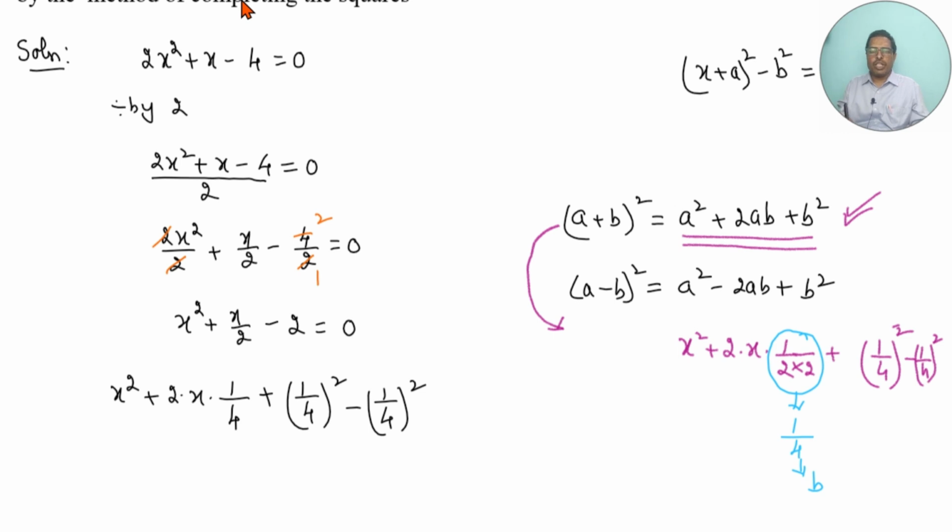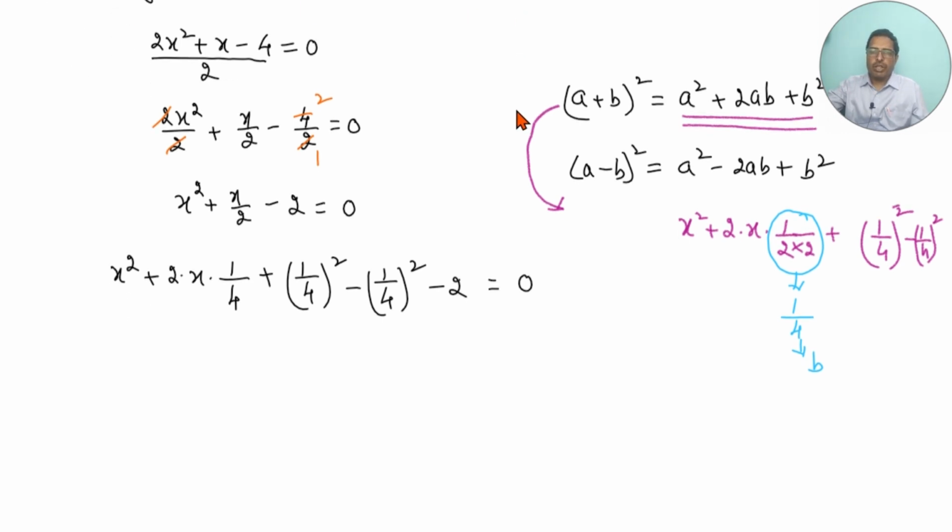And the last term that is left out over here is minus 2 equals 0. Now let us try to simplify this one. If I group this, x squared plus x/2 plus 1/16 is in the form of a square plus 2ab plus b square, which can be written in the form of a plus b whole square. So here the value of a will be your x value, and this value will be your b value.